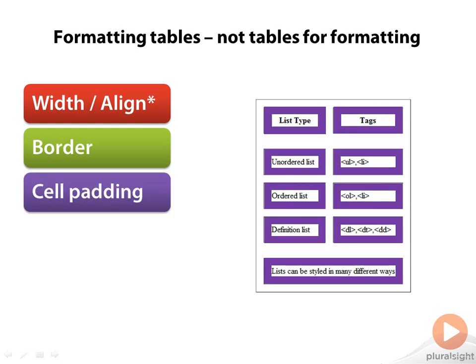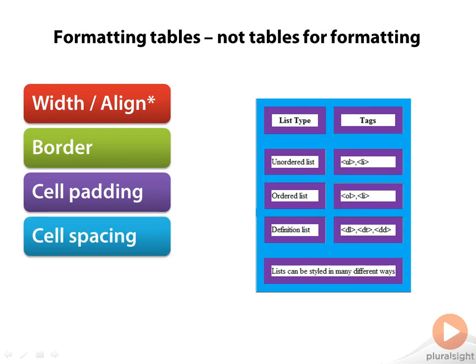The cell padding enables you on the table to indicate how much space you want to appear around the content within those table cells, those TDs and those THs. So padding is how much space is inside those. Cell spacing indicates how much space or how wide the space should be between those cells. You can control both of those with attributes on the table itself.